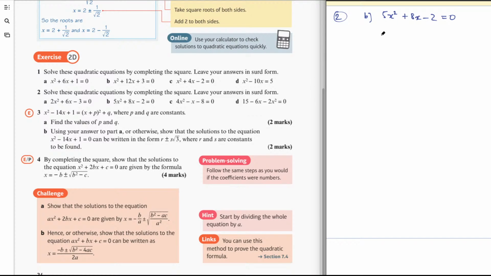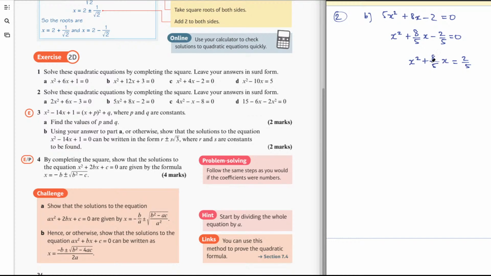So what you want to do here is divide through by the coefficient of x squared. Even though it's not a factor of 8 or 2, we still want to get rid of it. So divide everything by 5. We'll be left with x squared plus 8 on 5x take 2 on 5 equals 0. And then we add that 2 on 5 to the other side. So this is x squared plus 8 on 5x equal to 2 on 5. You can see with fractions it gets a bit more complicated, but you can still follow the same process.